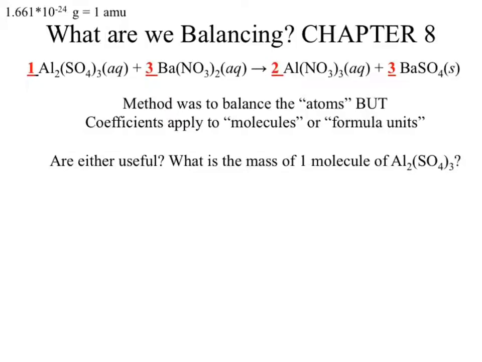So, why are we balancing? This gets back into chapter 8. So if we look at our equation, it balances all the atoms. Okay? And our coefficients apply to the molecules or formula units. So that's kind of interesting. We have 2 uses of numbers, where one applies to a molecule and another applies to atoms. Okay, well, which one is more useful? If I was to try and do this reaction, how many things am I mixing?